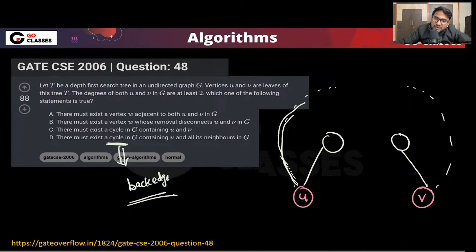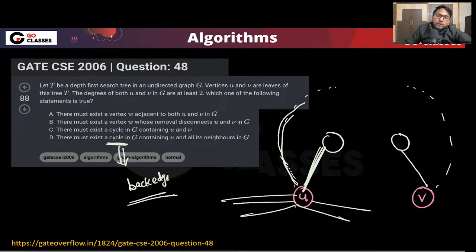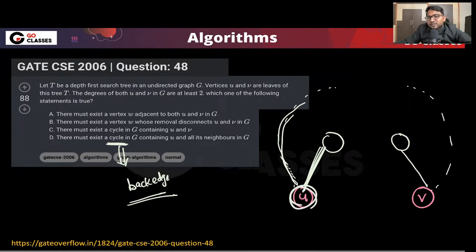So if the degree is 2, then one is satisfied here. Then what will it do? There must be some other neighbors, right? Those neighbors, if this is a leaf also, then the neighbors must have already been visited. Then this must be the back edge, right? This must be the back edge.